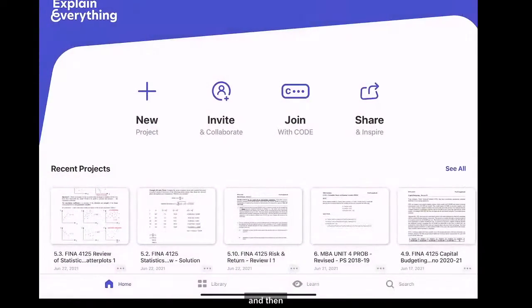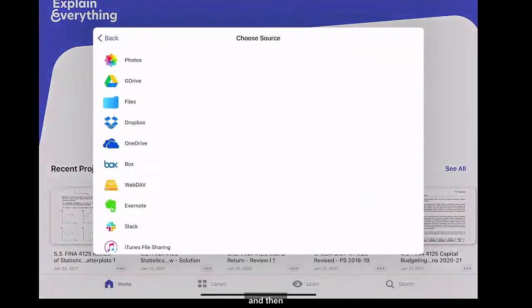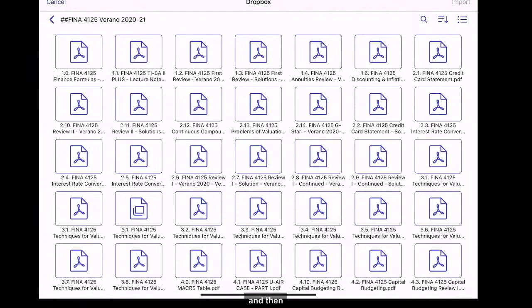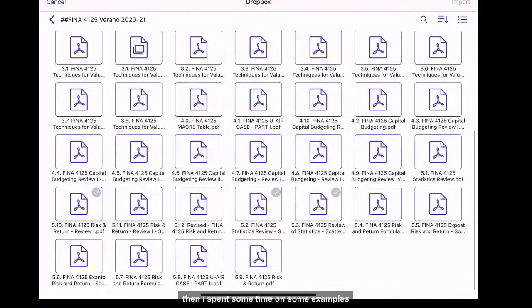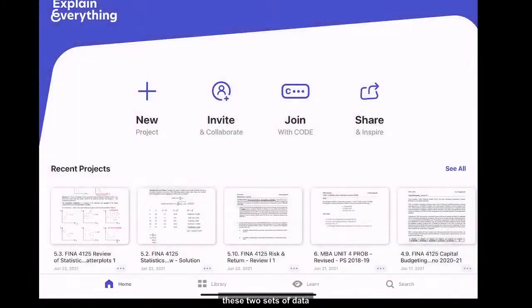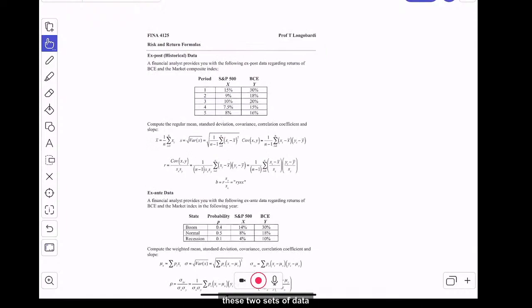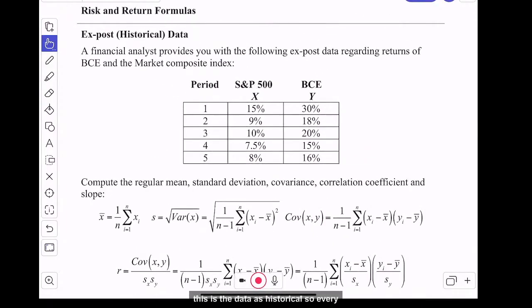And then I spent some time on some examples using financial data. So then I bring it together, the statistics tools that you should have learned, together with some finance application. So I did that with these two sets of data. This is the data as historical, so every observation is equally likely.